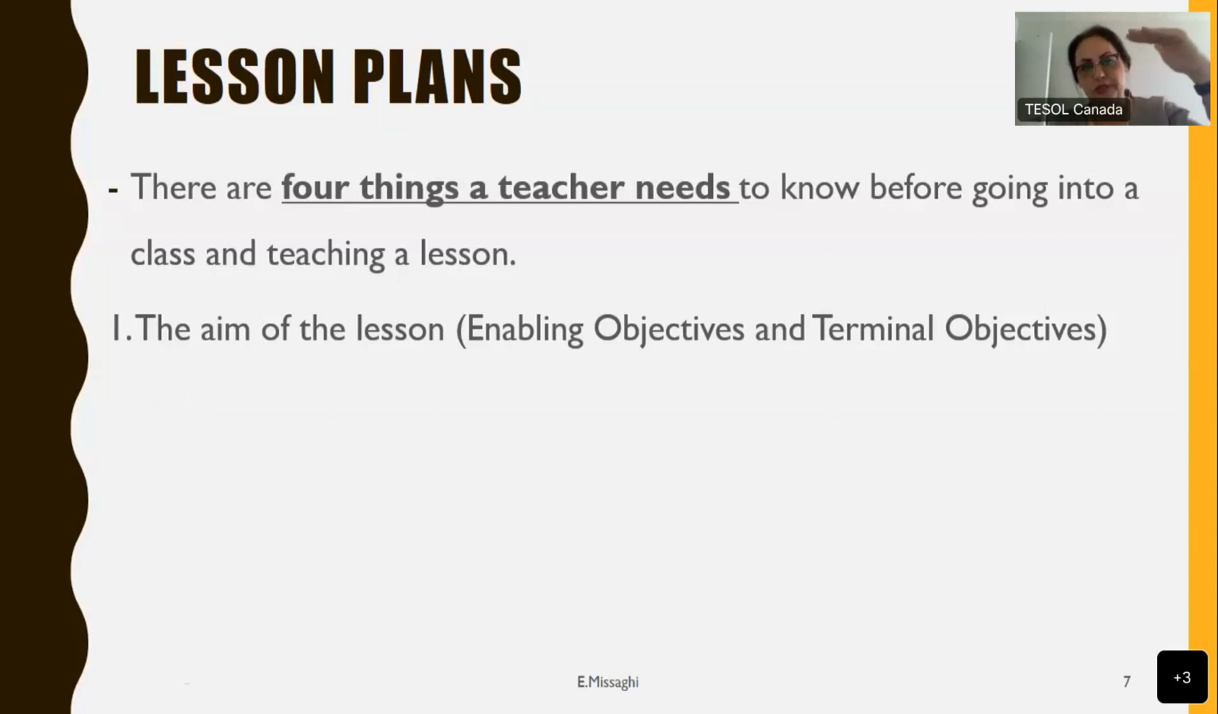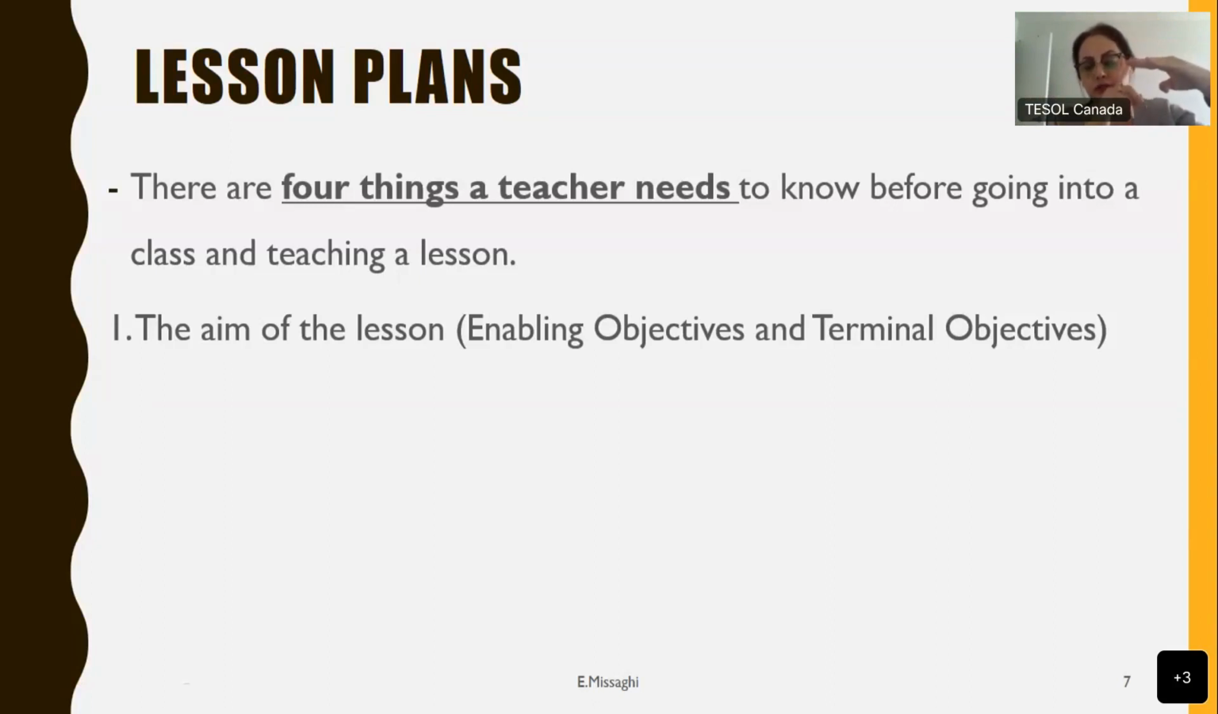The terminal objective is the final point, as it says, terminal. The main aim of the whole session. From beginning to end, I try to get to this point, which is the terminal objective. But how to get it? Through enabling objectives.